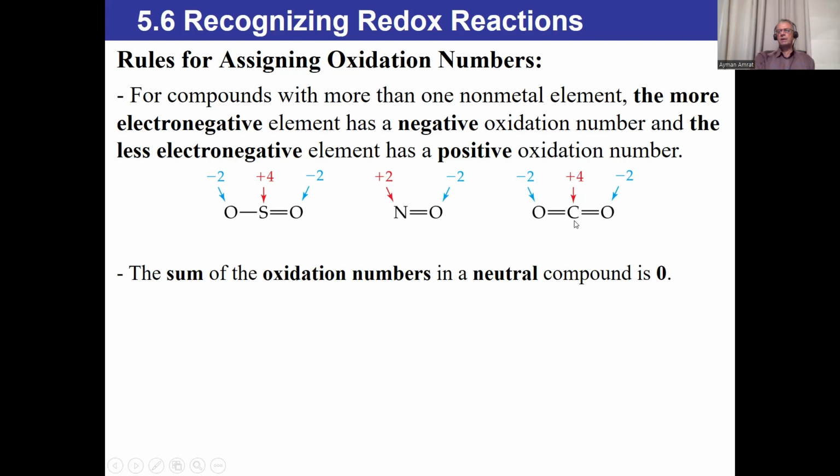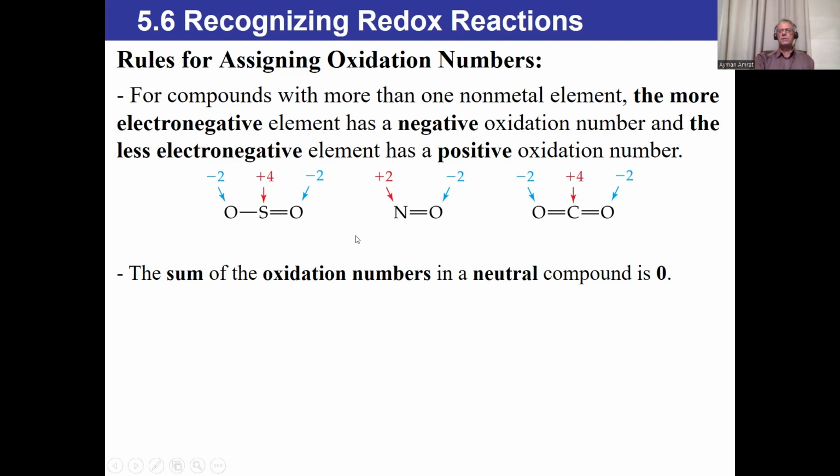The same thing applies to carbon and oxygen in carbon dioxide. Carbon is less electronegative than oxygen. In the same period, carbon is to the left, so carbon tends to lose electrons, while oxygen tends to gain electrons.